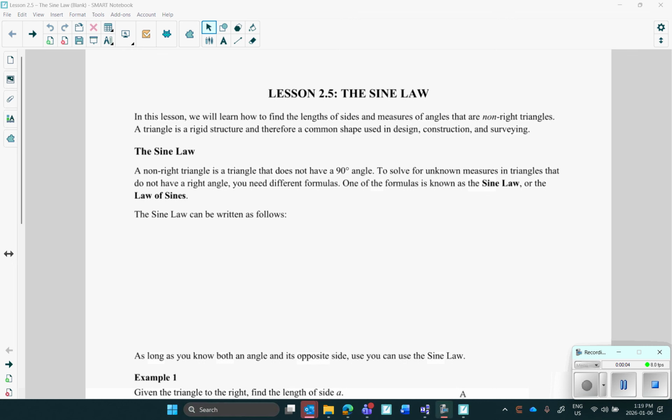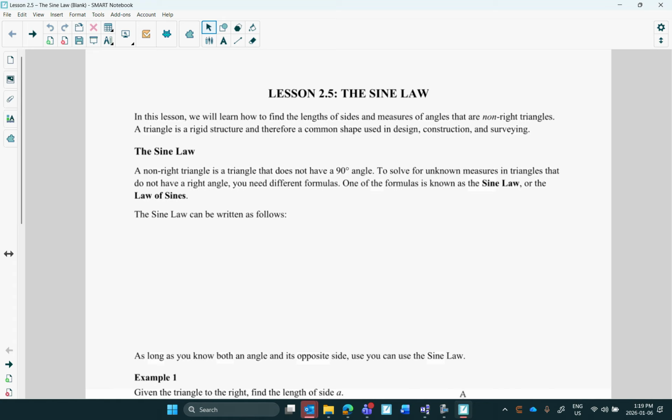So in this unit, we reviewed trigonometry. And remember, we use trigonometry to find missing angles and missing sides in right triangles. But what happens when we're dealing with triangles that aren't right angles, or don't have a right angle in it?